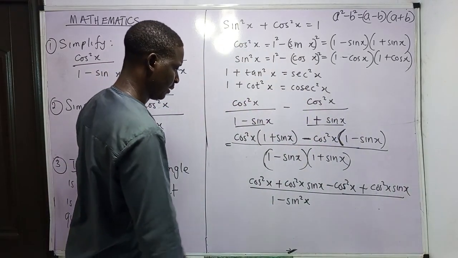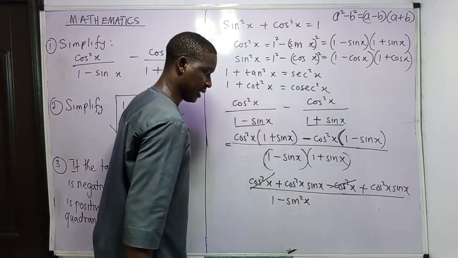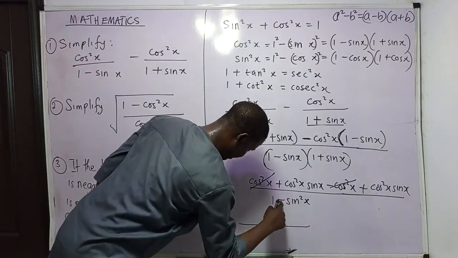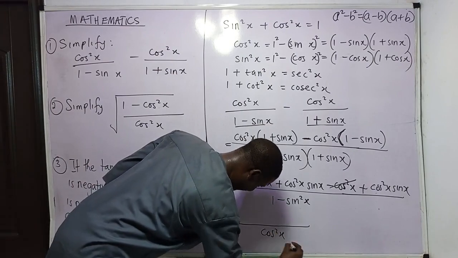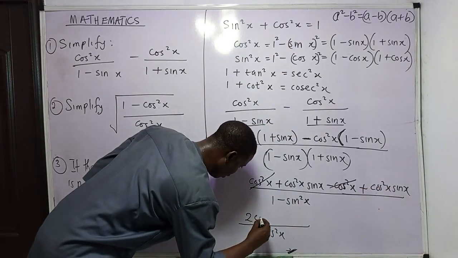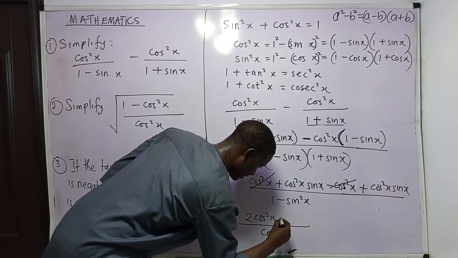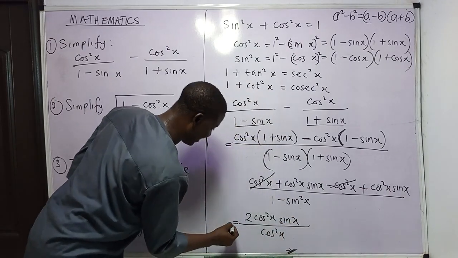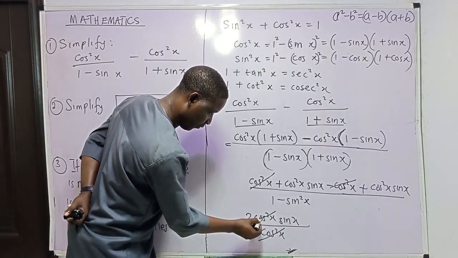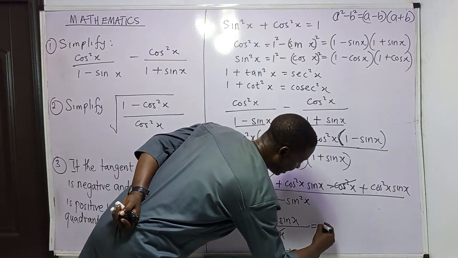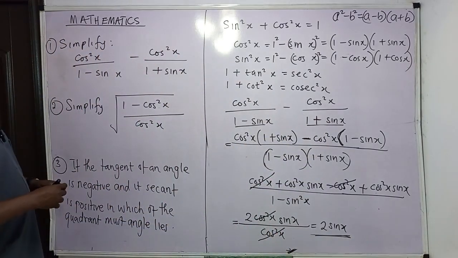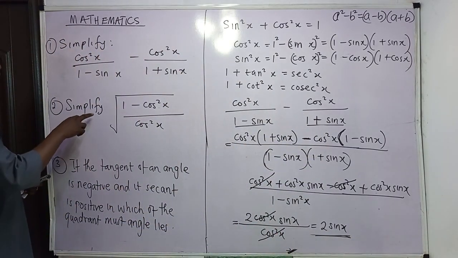Now can we go further? This one will cancel this one. Excellent. I'm seeing something here. This one is the same as this, so this denominator is the same as cos square x. Then this plus this one will give us 2 cos square x sine x. Very clear now. So we now remove this, and our final answer will be 2 sine x. That is a very interesting question. So we have solved that. Now let's go to number 2.